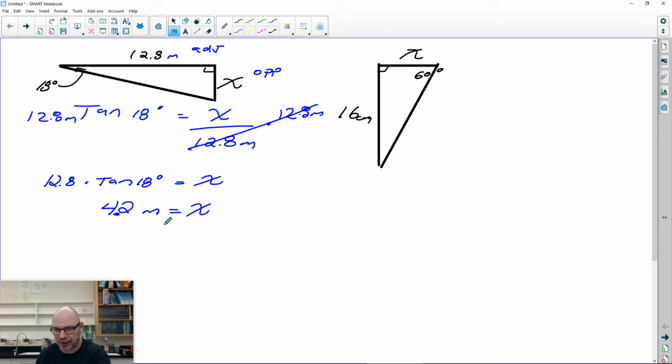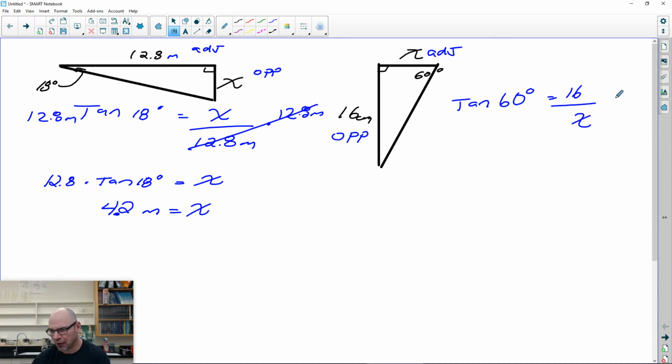Okay, we look at our second one. Our angle is up here, 60 degrees. That's not 600, that's 60 degrees. So this would be our opposite side, and this would be our adjacent side. So we write our tangent. Tan of 60 is opposite, which is 16, over adjacent, which is x.